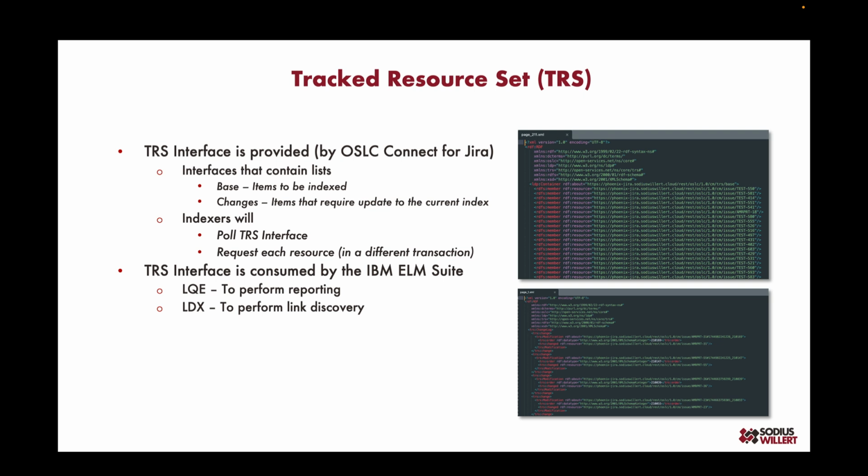Now, who is this important to? Anybody that's using the IBM ELM suite, because there's two different types of indexers being used by the IBM ELM suite. One is LQE, that's used for reporting. So this is Report Builder and Engineering Insights, as well as LDX. LDX is used for link discovery and tools like Doors Next and ETM. So if you want to see your Jira artifacts in a global configuration, it's important to be able to make sure this index is up to date.